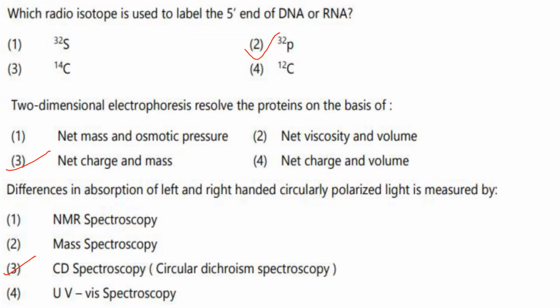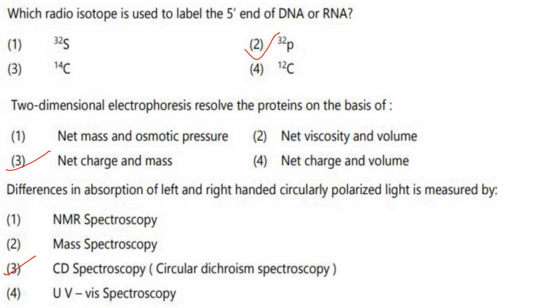Coming to the first question. Which radioisotope is used to label the 5' end of DNA or RNA? It is S35? No, DNA doesn't have sulfur. Then phosphorus, P32. Yes, DNA and RNA both have phosphorus in their backbone. So you can use P32 for labeling DNA or RNA. C14 no, and C12 also not used.